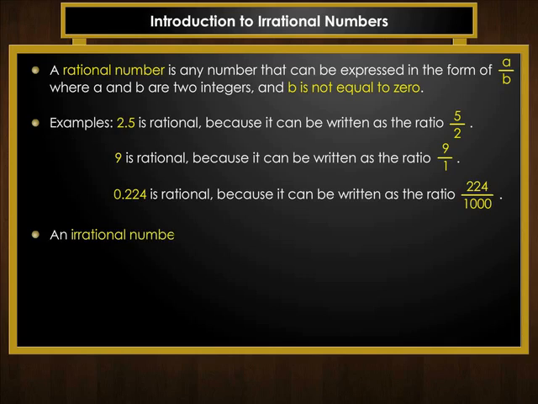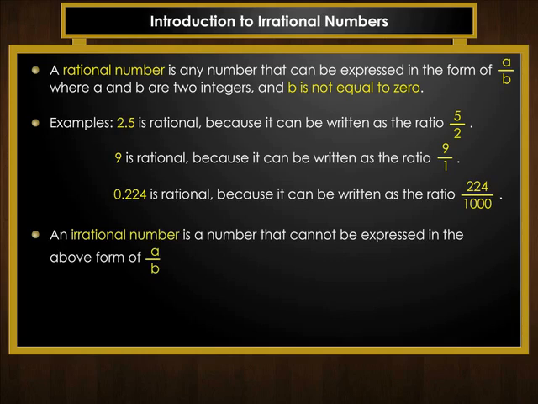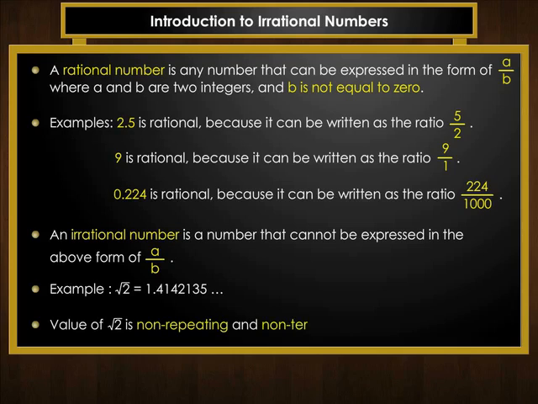An irrational number is a number that cannot be expressed in the form a by b. For example, square root of 2 is irrational as its value goes on like 1.4142135 and so on. The value of square root of 2 is non-repeating and non-terminating. Let's see what non-terminating and non-repeating decimals mean.